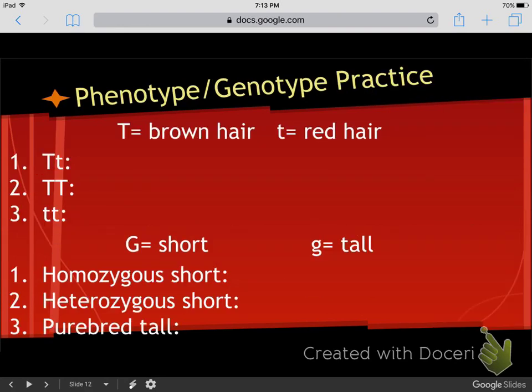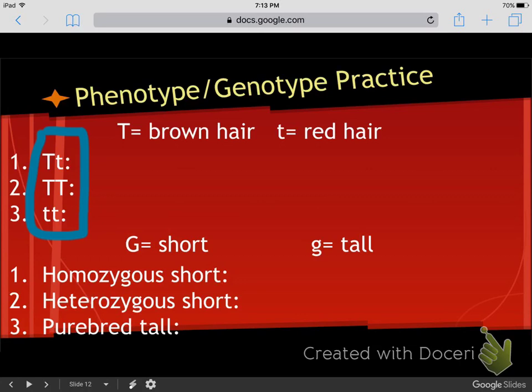This slide wants you to practice a little bit more. It gives you the genotype, right? So it gives you the letter combination. It wants you to come up with the phenotype for the first part, okay? So for the genotype big T, little t, your phenotype would be the trait that actually shows up.